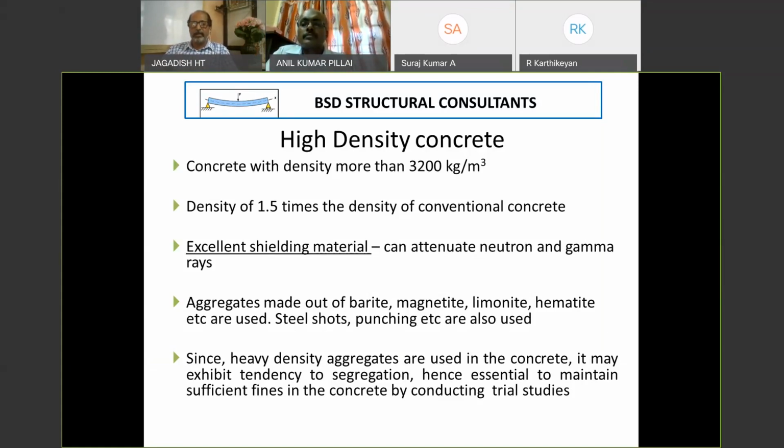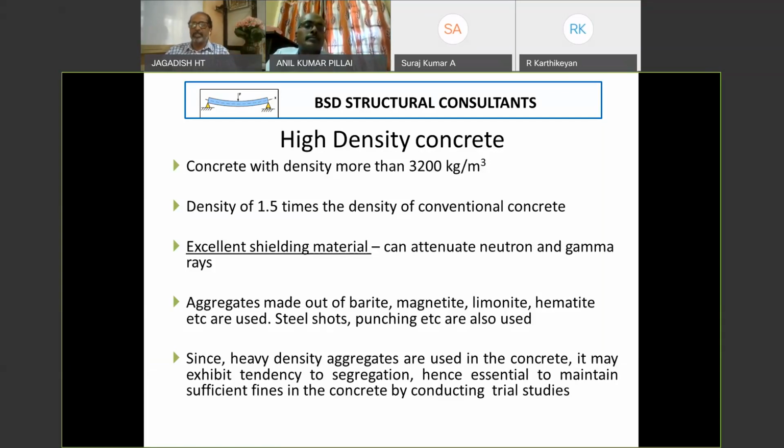High density concrete is concrete with a density of more than 3,200 kg per cubic meter. A normal concrete density is 2,400 kg per cubic meter. It is well known to us. So anything more than 3,200 is called high density concrete. Why high density concrete? I'll explain later in further slides.